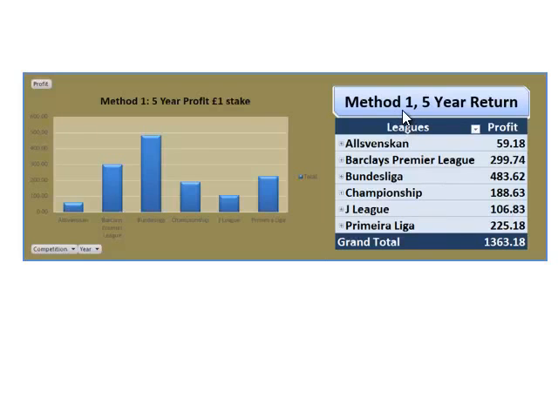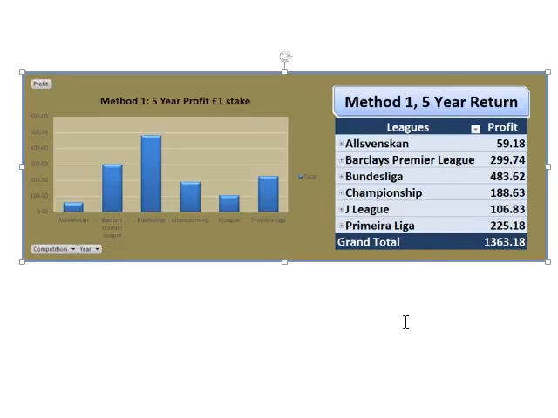We can see here in method 1 over 5 years, just betting £1 stakes, there's a £1,300 return for playing these 6 leagues over 5 years. And this is the combination of the 5 years. We go from the Swedish league at the beginning to the English Premier, the German Bundesliga, Championship League, J-League, and the Portuguese league there. Okay, so this is method 1.